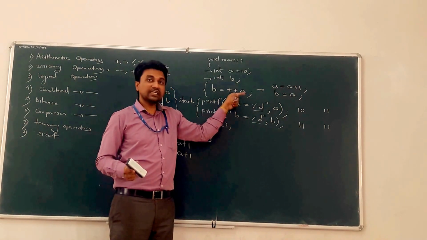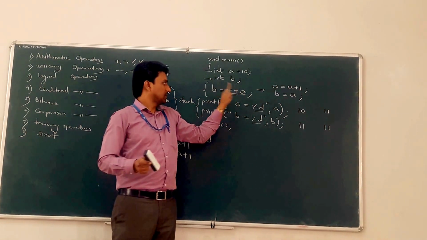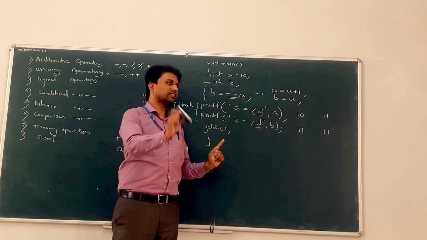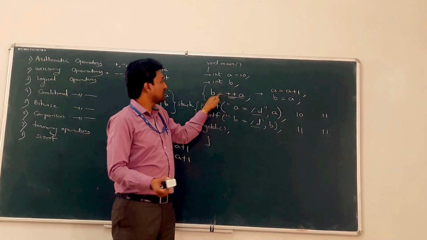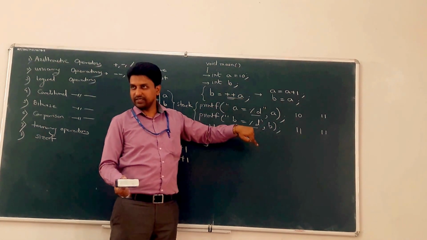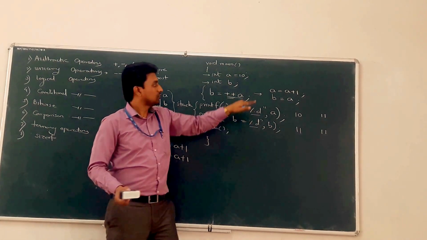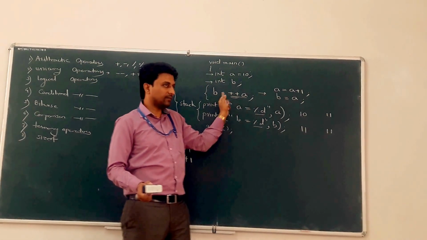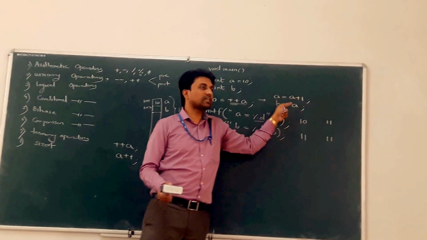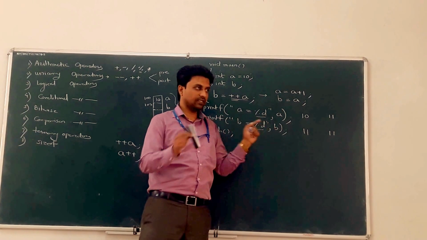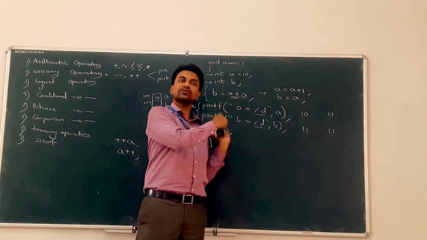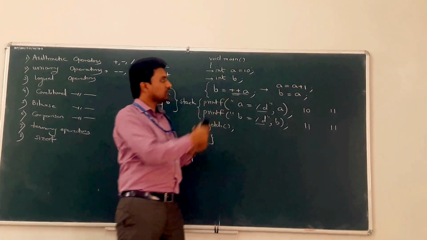This is plus plus, that is pre-increment. So what is the meaning of plus plus a? A is equal to a plus 1. But where to add the statement? Prior to the assignment or after the assignment? Since it is pre-increment, a is equal to a plus 1 is assigned first, and then b is equal to a. Then whatever value is in a is assigned to variable b. So what is the output?